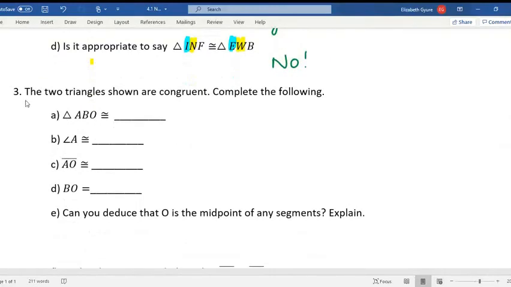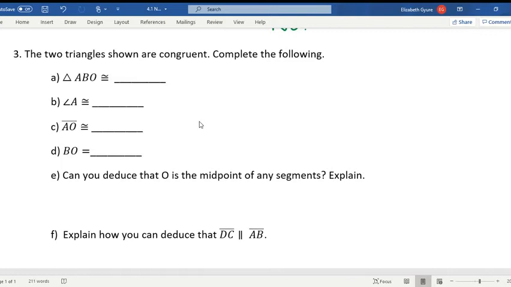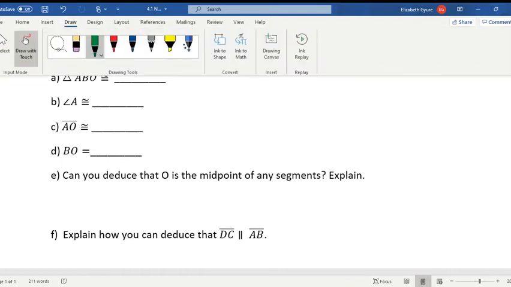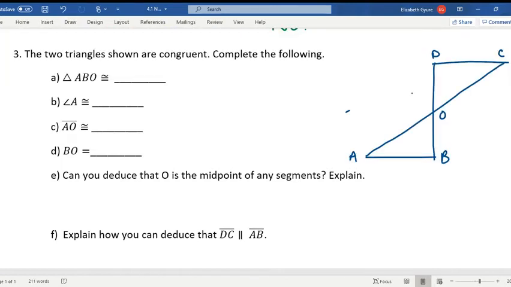And then for number 3, it says the 2 triangles shown are congruent. I'm going to add the figure on yours. For me, I forgot to add it, so I'm just going to draw it real quick on the side here. Okay, so here's a sketch of the figure, and it says complete the following. Triangle AOB would be congruent to what? And it's already telling us they're congruent.